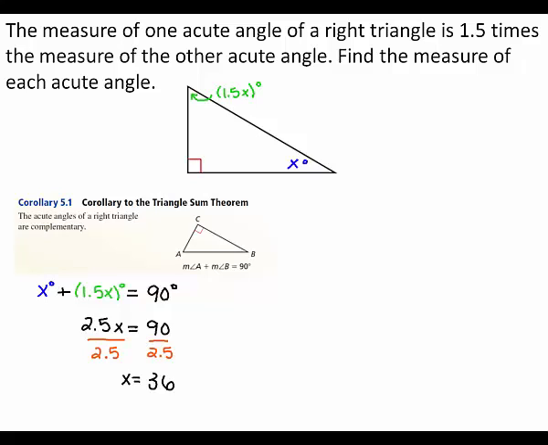Now, from the diagram, the measure of one acute angle is x degrees. You found the value of x to be 36. So, the measure of one acute angle is 36 degrees. Next, the measure of the second acute angle is 1 5/10 x degrees. When you substitute 36 in for x and simplify, 1 5/10 times 36 gives you 54. So, the measure of the second acute angle is 54 degrees.